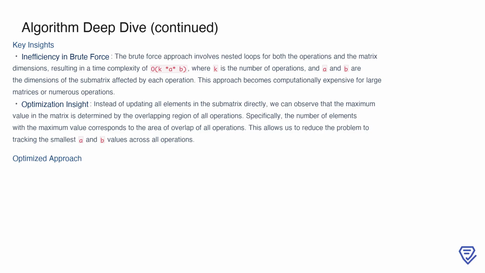To optimize, we can leverage a key observation: the maximum value in the matrix is determined by the overlapping region of all the operations. Specifically, the number of elements with the maximum value corresponds to the area of overlap in the smallest submatrix defined by all operations. Instead of updating the entire matrix, we can simply track the smallest A and B values across all operations. This insight allows us to drastically reduce the computational effort while achieving the same result.